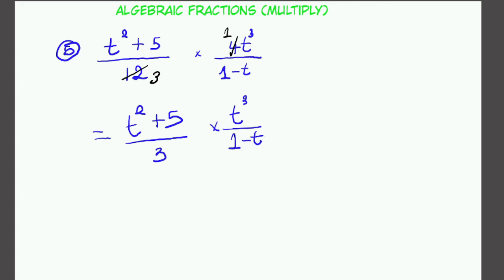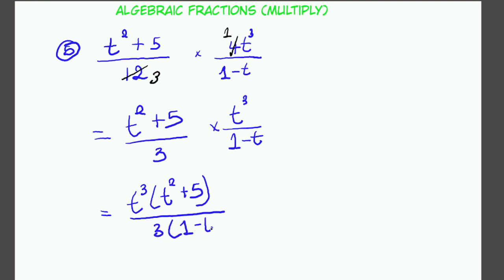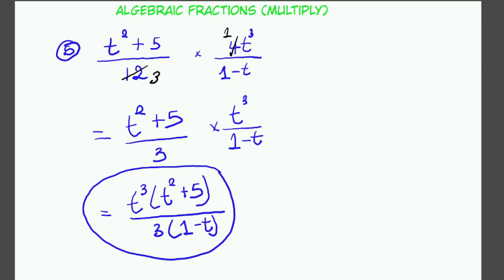What are we left with? Now we'll just go ahead and multiply to get our answer. And this is our final answer: t cubed multiplying t squared plus 5 all over 3 multiplying 1 minus t.